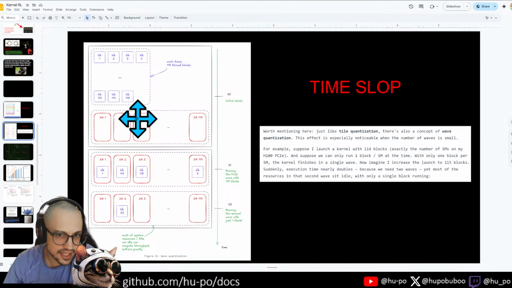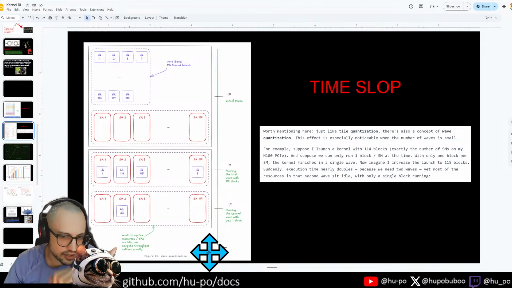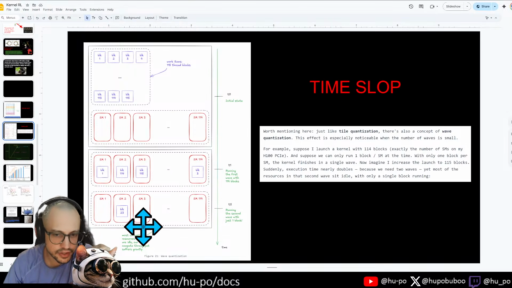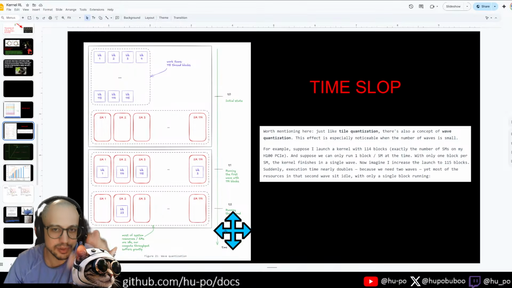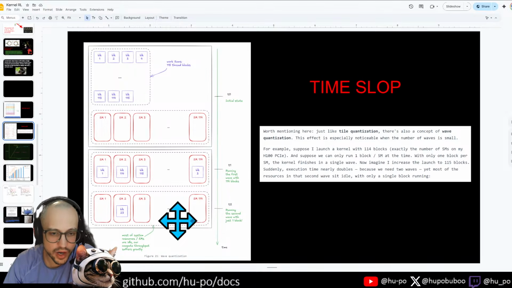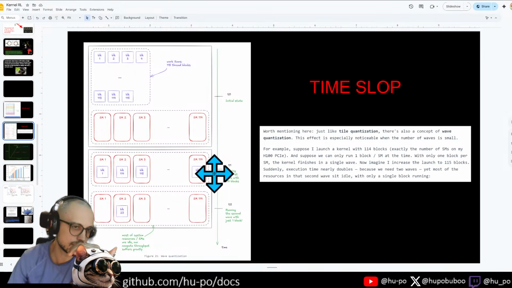So let's say you had to calculate 115 things, but your hardware only fits 114. What's going to end up happening is that you're going to calculate 114 of them in parallel, and then you're going to have another step after that where you just calculate one, and the other ones are sitting empty, right? So you're effectively doubling the number of waves, and one of them just has all this wasted space, but in this case it's resulting in wasted time.